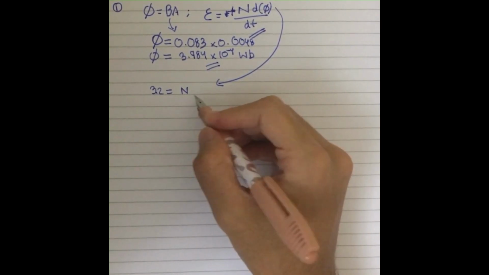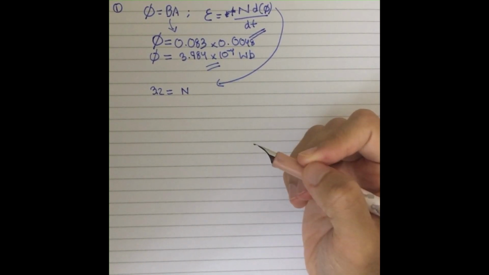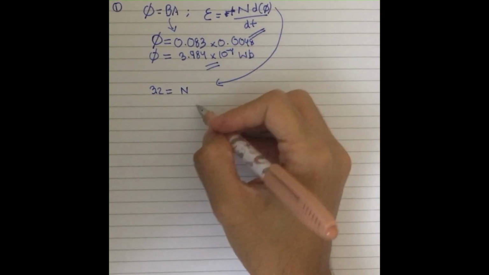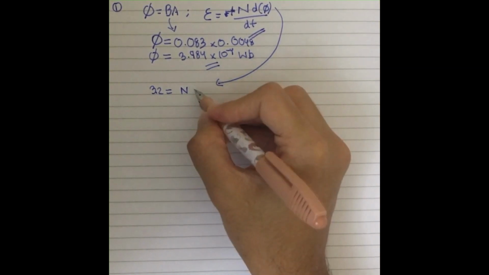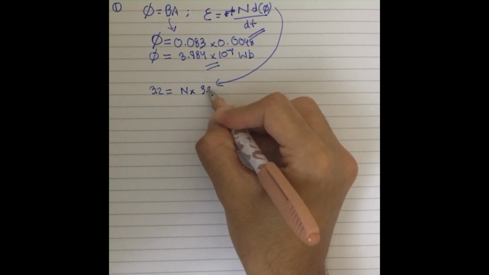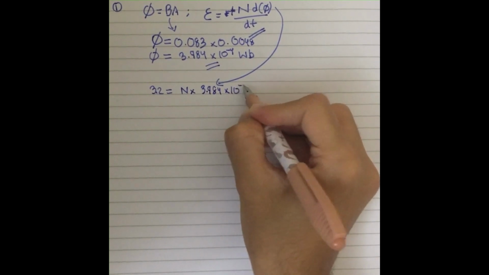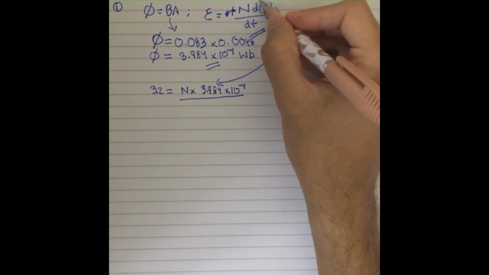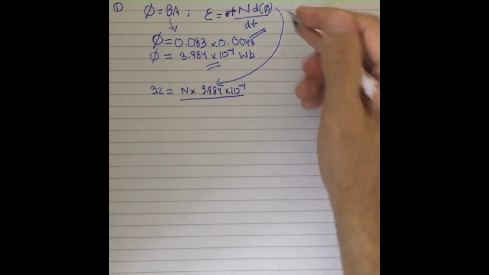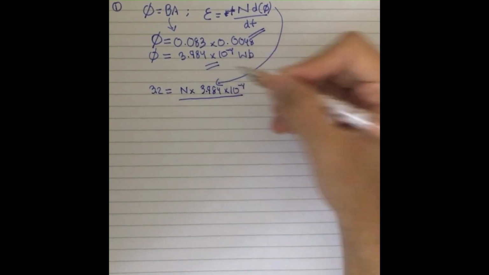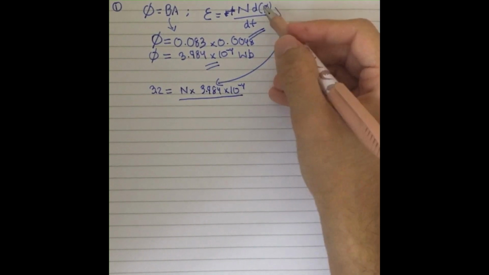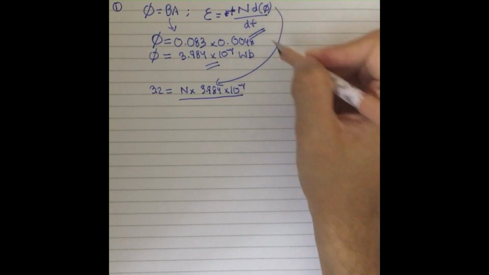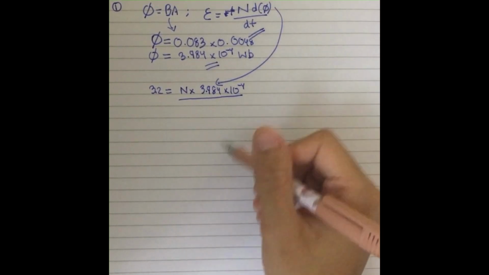Okay, so I need to find the number of turns. I know that my magnetic flux change is this, 3.984 times 10 raised to power minus 4, right? And d means small change, just remember that. We can see this is like a small change, so that's why the formula contains d flux, magnetic flux. So remember that d stands for small change, right?